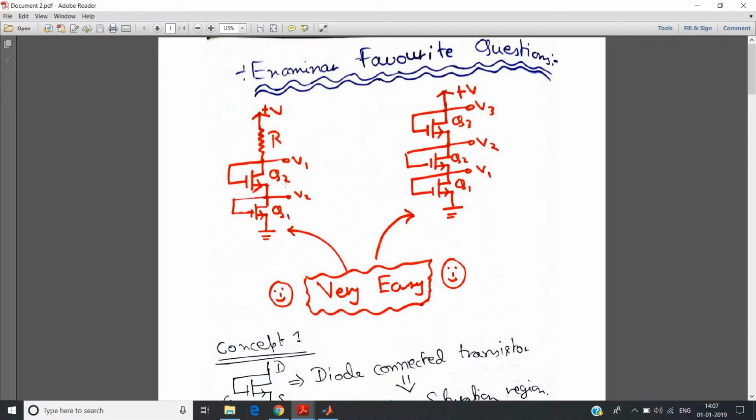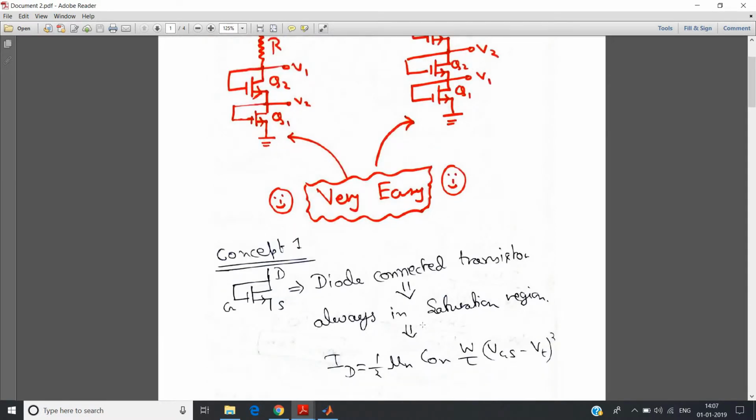Now, let us try to understand how to solve this type of numericals. Again I am saying, this is very important from the exam point of view for semiconductor device and circuit paper. So analysis of these circuits is very easy. Just 3 concepts you should always keep in your mind to solve this type of numerical.